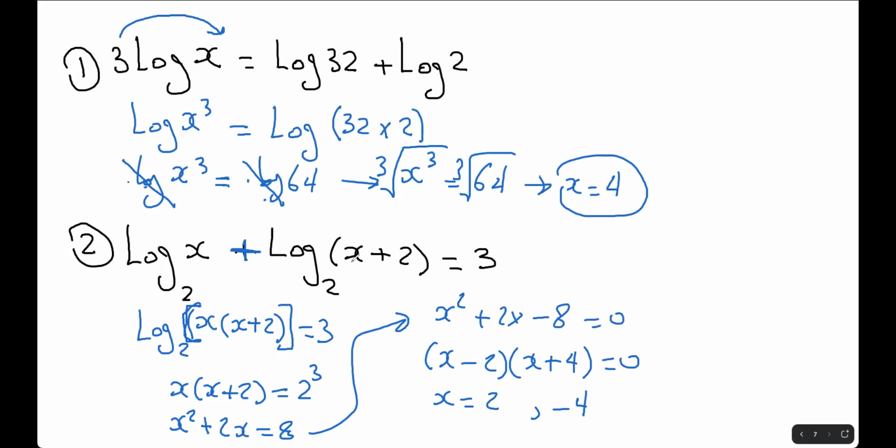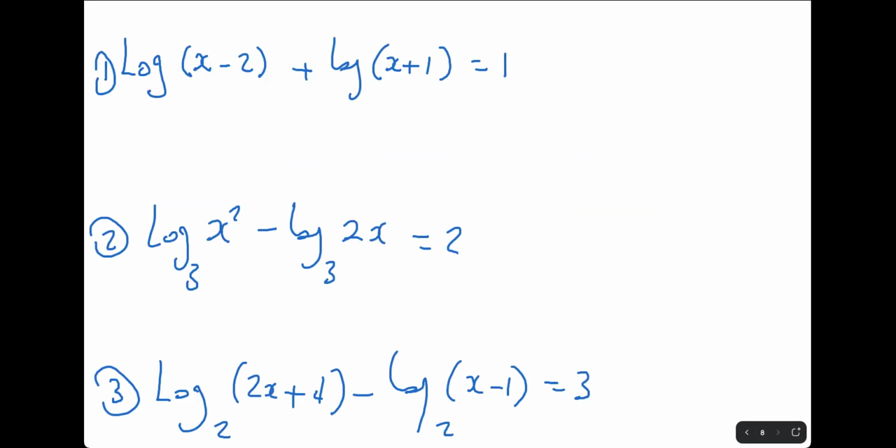The 2 doesn't give you a negative number in the log, so it's fine. But the negative 4, we know we cannot log a negative number. So we have to reject this. And that's your answer.